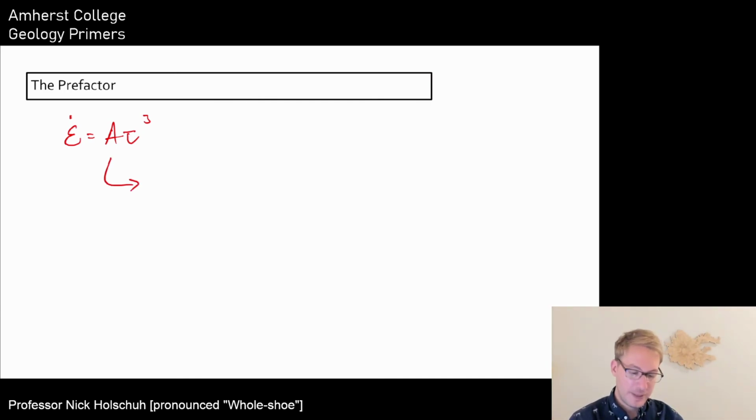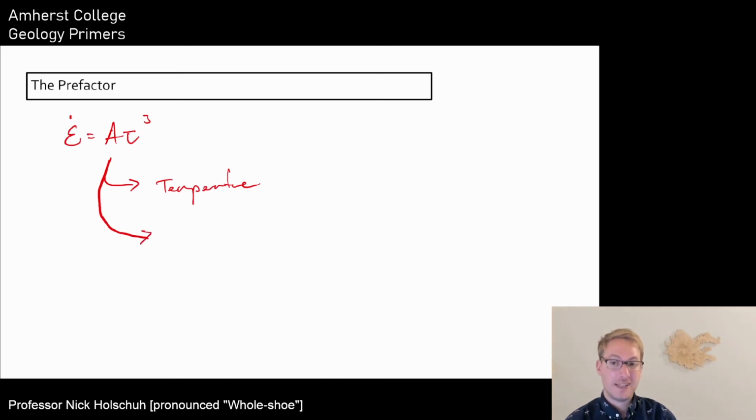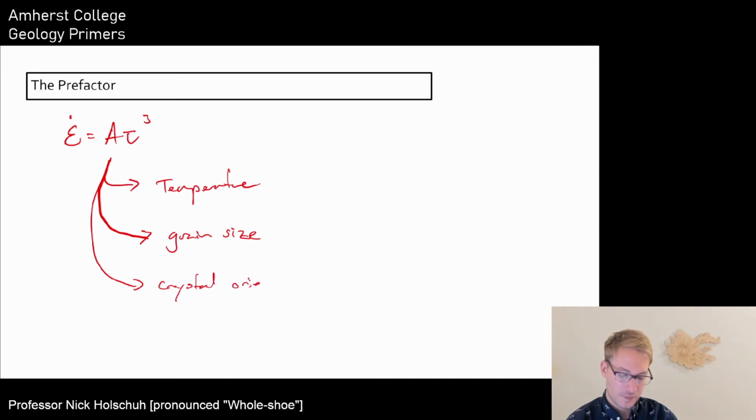This prefactor depends on things like temperature. When the temperature is high, the ice is more deformable. The dislocation glide process, grain boundary sliding, all of those processes happen more readily. So the higher the temperature, the higher the prefactor. It turns out this A also depends on things like the grain size and the crystal orientation with respect to the dominant stress direction.